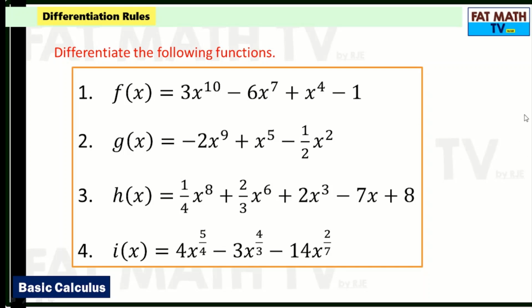Okay, so let's reveal the answers for number 1. What is the derivative of 3x raised to 10 minus 6x raised to 7 plus x raised to 4 minus 1? So that is 30x raised to 9, the derivative of the first term. The derivative of the next is negative 42x raised to 6, plus 4x cubed. The derivative of negative 1 is 0.